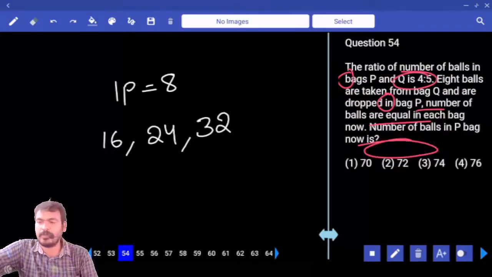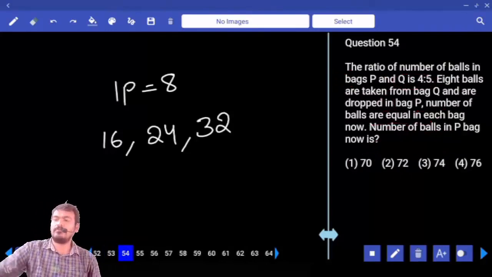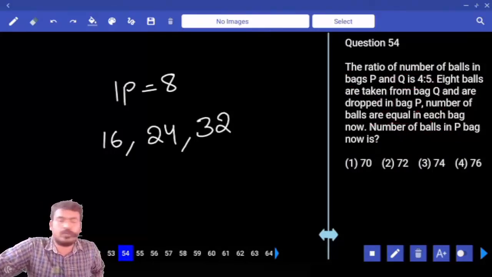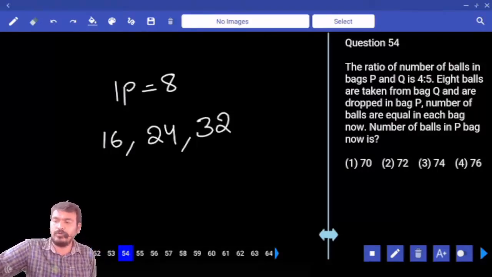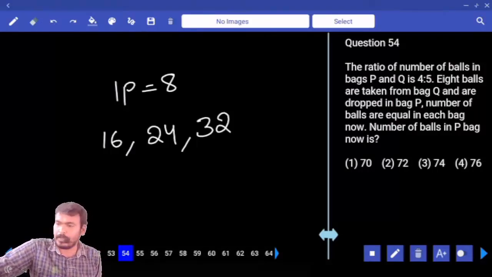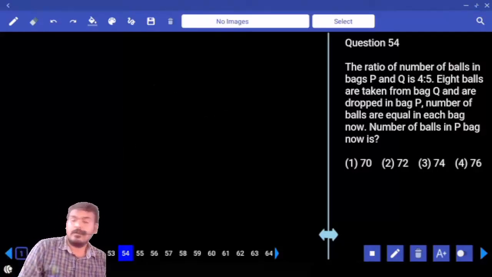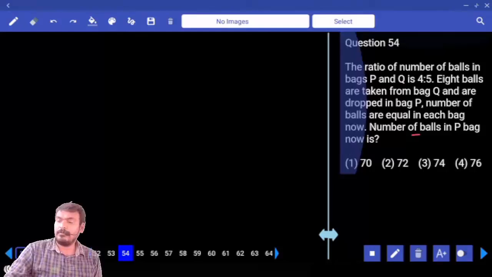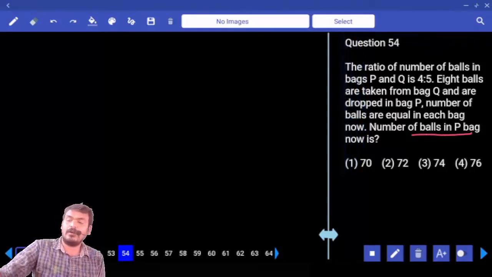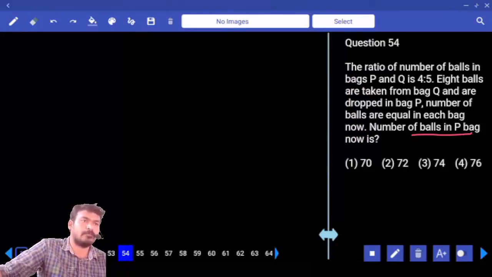Next question number 54. The ratio of the number of balls in bags P and Q is 4:5. 8 balls are taken from bag Q and are dropped in bag P. The number of balls are equal in each bag. Now, what is the number of balls in P bag now or not? What is the present value of P in a P value or not? We required present value of P or not? After adding or before adding?